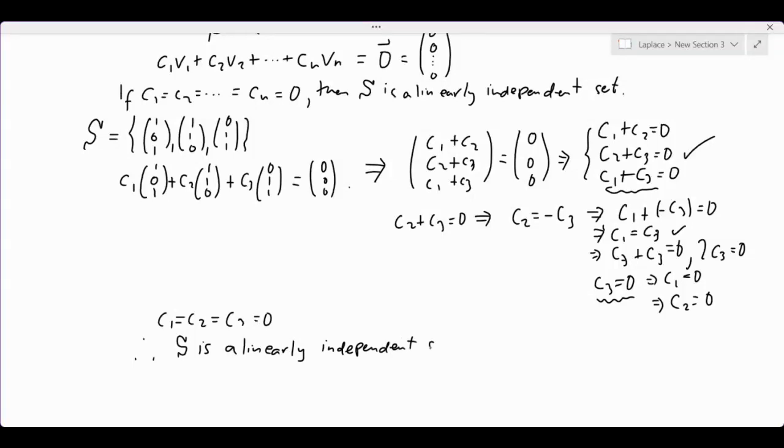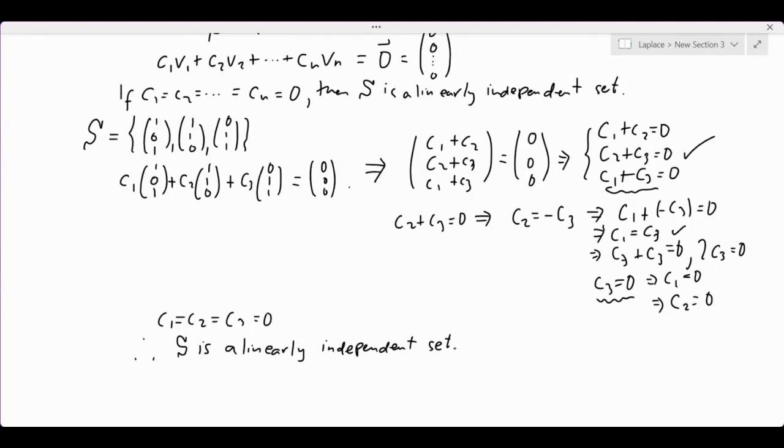Now, just a brief comment. The most important consequence of a set being linearly independent is that it basically means that none of its vectors can be expressed in terms of a linear combination of the other vectors. So this actually motivates the use of the word independent in the phrase linearly independent.